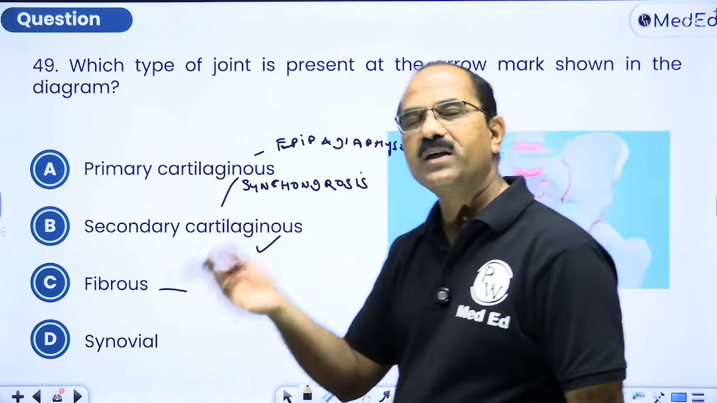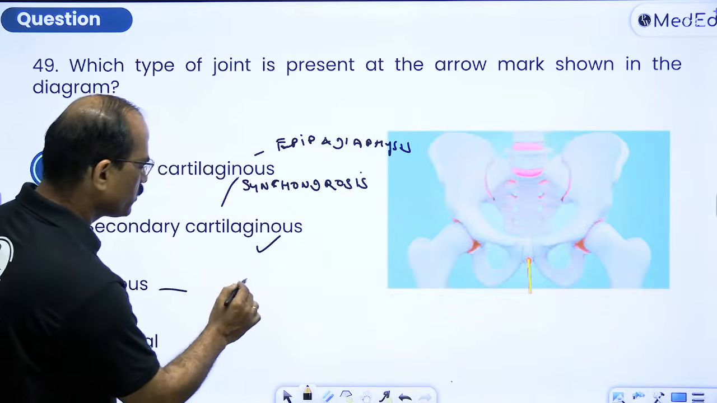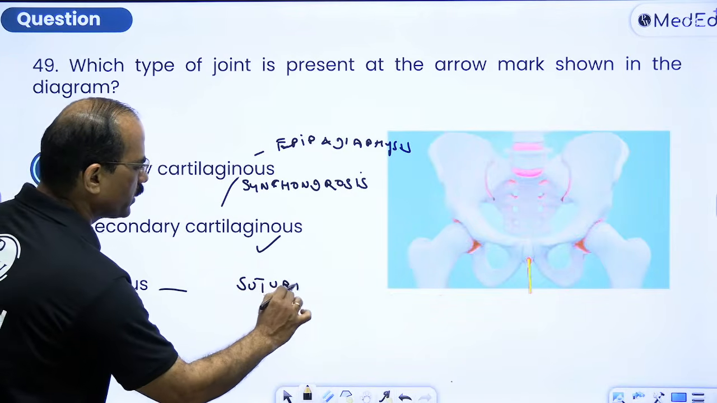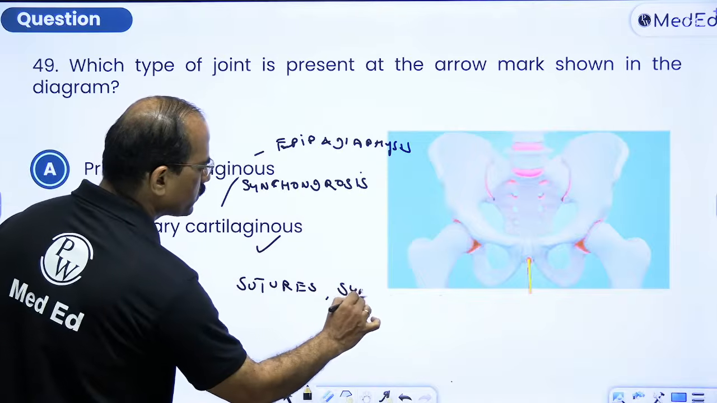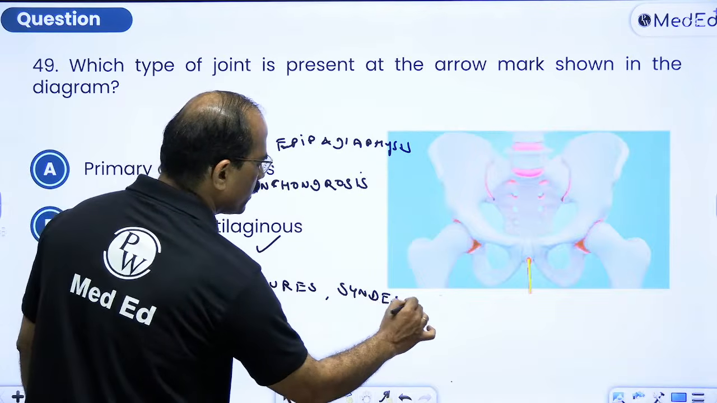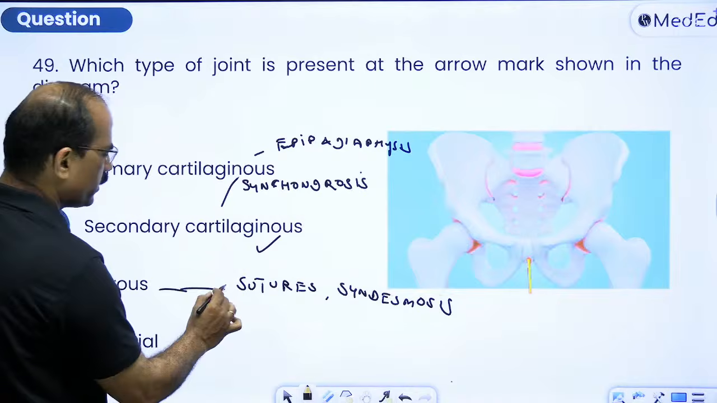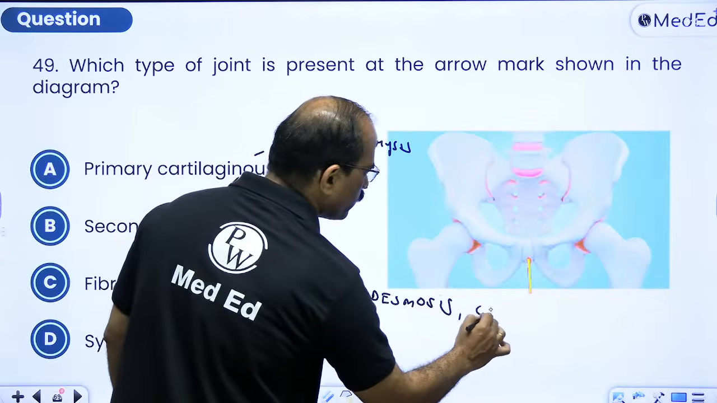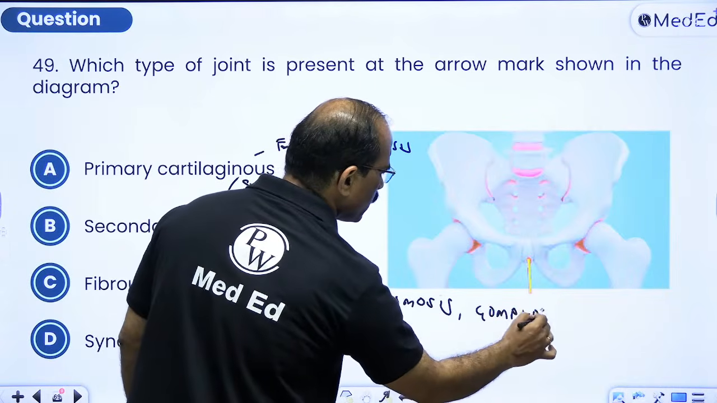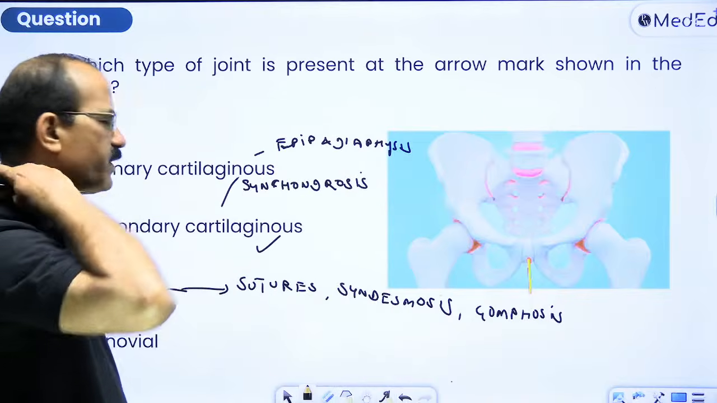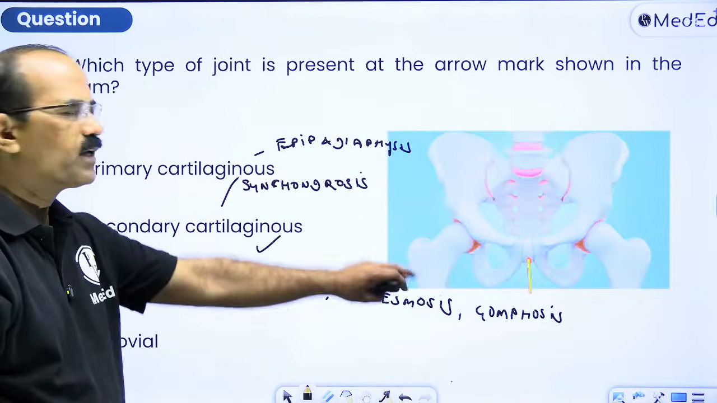Fibrous joints are of three types. Sutures, that is found in the skull. Syndesmosis, that's the interosseous membrane between the radius and ulna. And third is gomphosis, that's teeth fitting in the socket. Teeth fitting in the socket, that's a peg and socket type of joint.